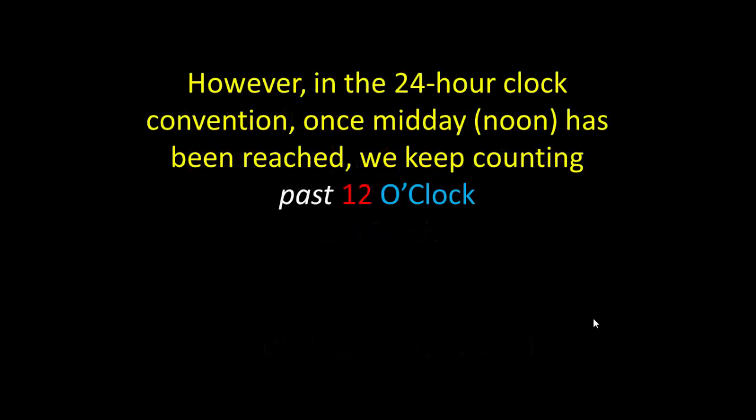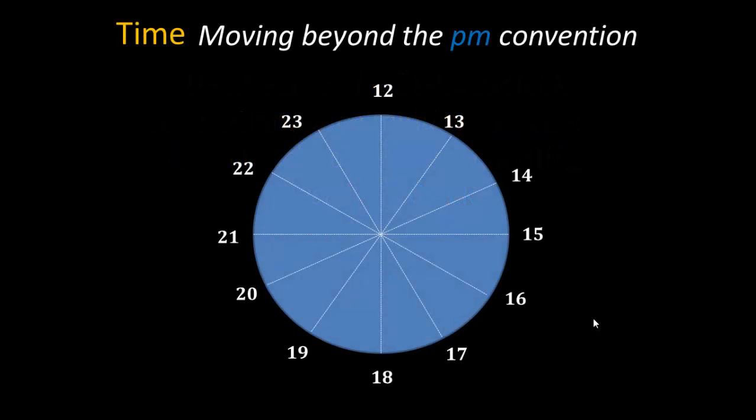Now with the 24-hour clock, once midday is reached, something different happens. We keep counting past the number 12, i.e. past 12 o'clock. So starting with 12 we go to 13, 14, 15. Now we don't call these o'clock, we call them hours. So 20 hours, 21 hours, 22, 23. In actual fact we often call them 1300 hours, 1400 hours, 1500 hours. That will become clearer once I start writing it down.